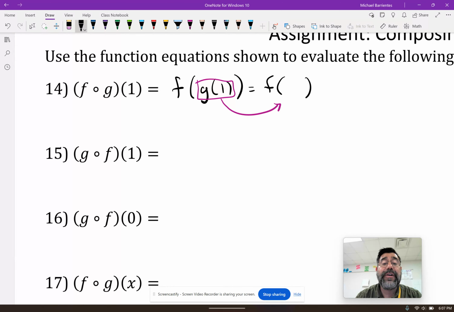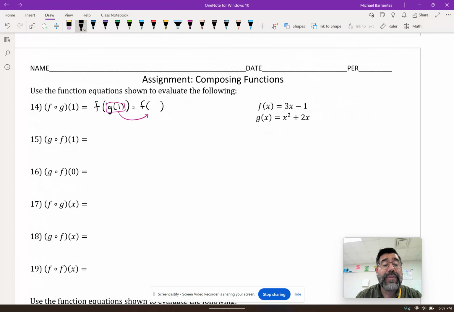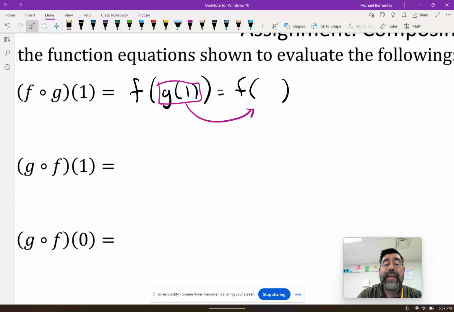So how do I figure out g of 1? Well, I have some formulas over here. So I'm going to figure out g of 1. And the formula says for g, if your input is 1, take your input, square it, and then add 2 times your input. That's what this formula says. Take your x-coordinate, square it, plus 2 times your x-coordinate. Well, if I do that, that's 1 plus 2. I believe my answer is 3. Great. So I come back over here, and I say, that's my answer, f of 3.